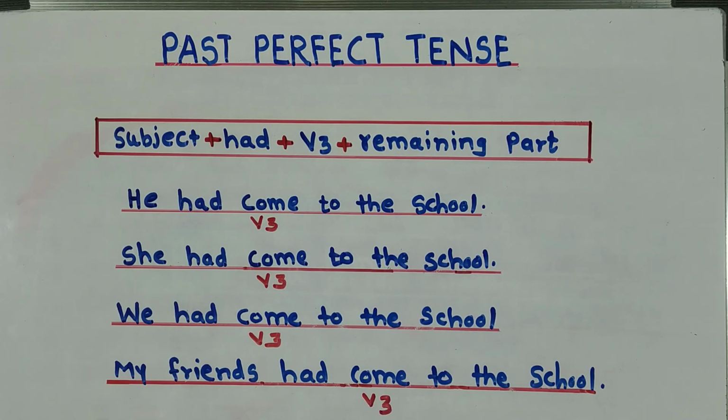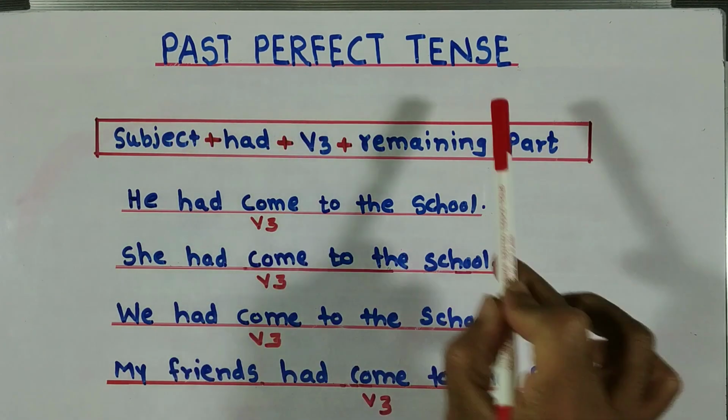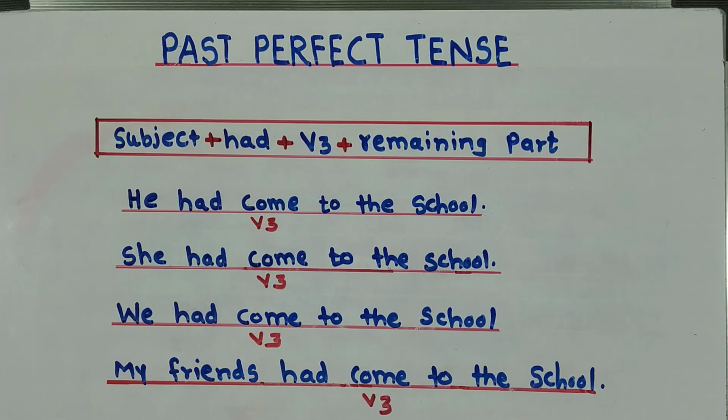And finally, my friends had come to the school. In this example also, we can see the use of the structure. My friends is the subject in the sentence. Then we have put had. Then we have put V3. Word come is the V3 in the sentence. And then remaining part of the sentence is put, that is to the school. In this way, by following the structure of sentences in past perfect tense, we can write sentences. Similarly, we can use these sentences in our day-to-day life.